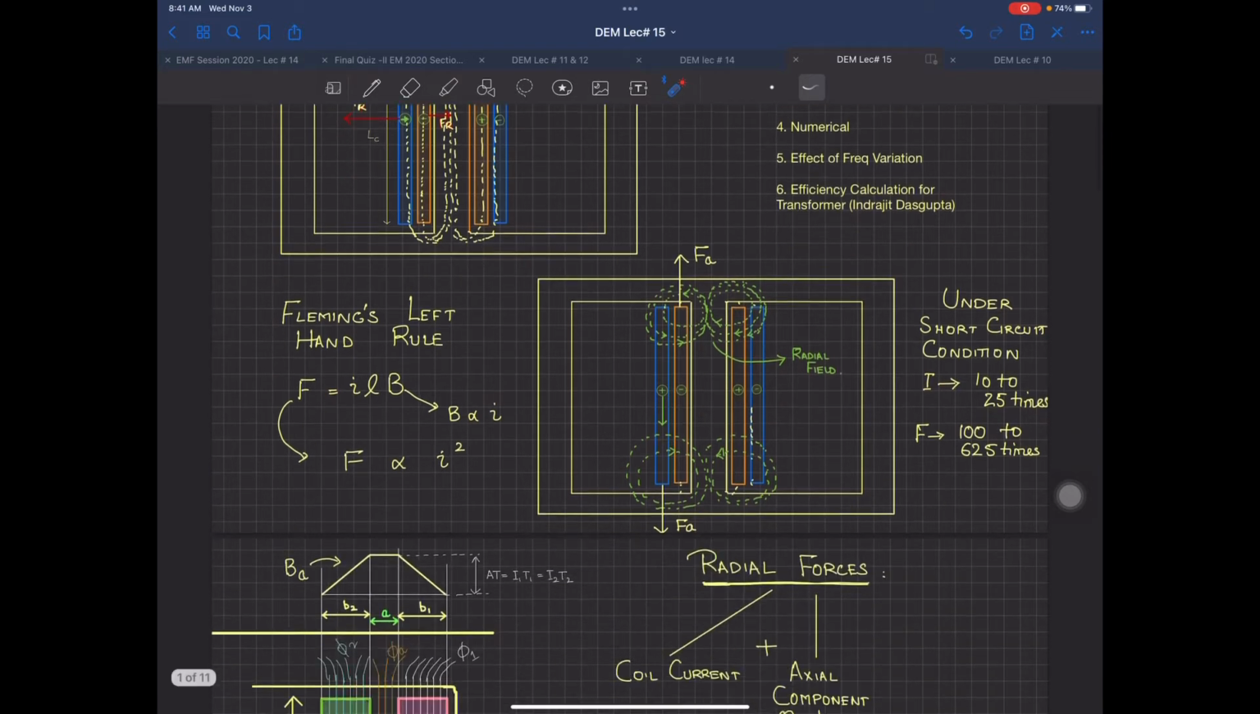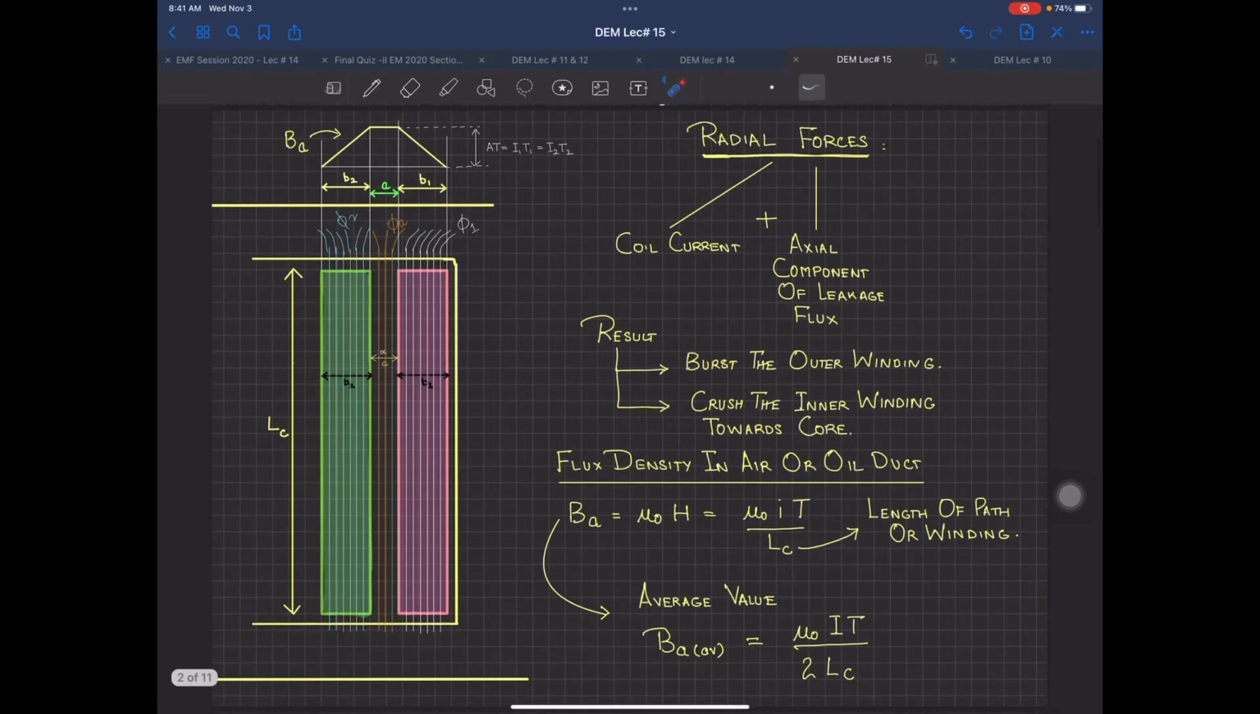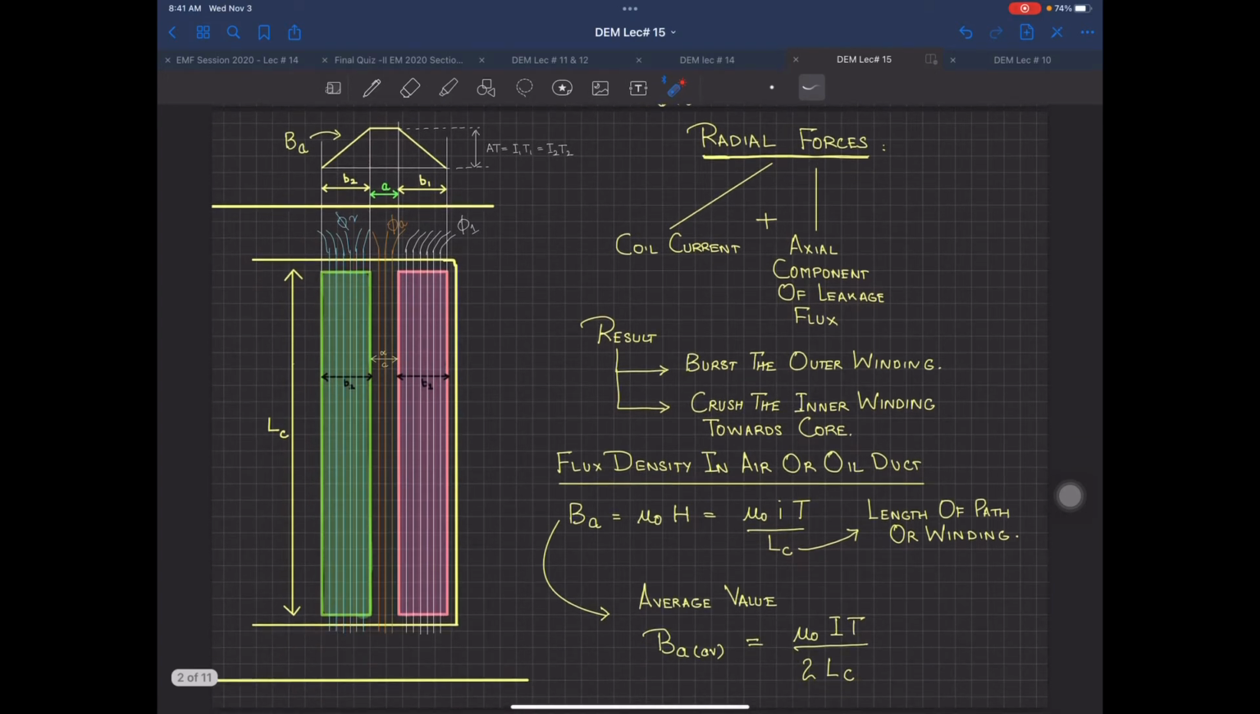Now coming on to how radial forces are going to be measured, the formula. This is basically a mechanical topic, but we need to understand this, so that you have an idea that just winding a transformer is not just an art; it must withstand that 100 to 625 times of force. That is important.